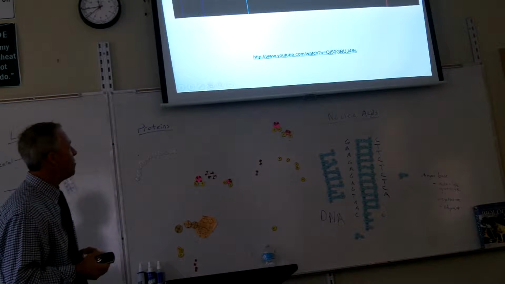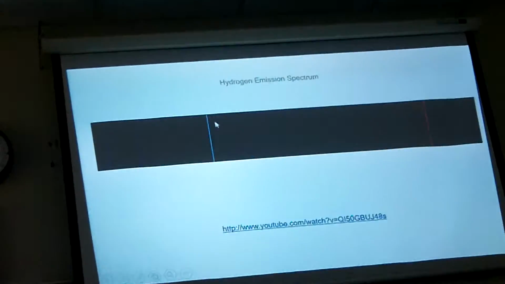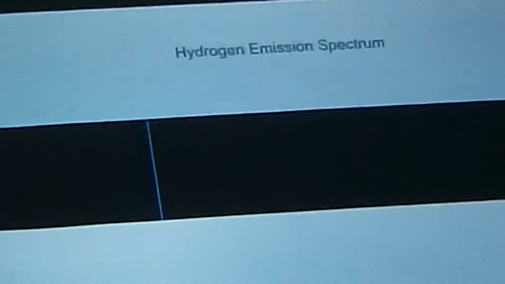So if you look at hydrogen, hydrogen emits these bands of light. It releases some red light, some light blue light, some darker blue, and some purple. Are y'all hanging with me? So why does it release only these 4 colors?